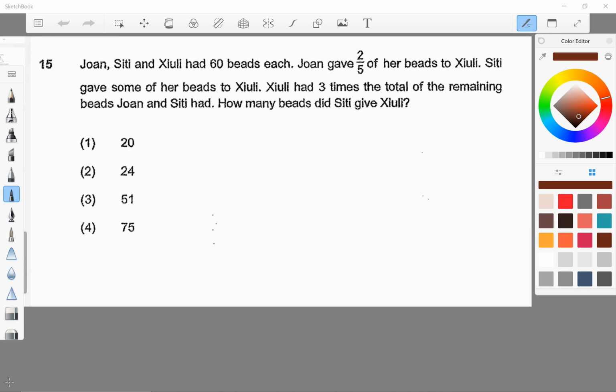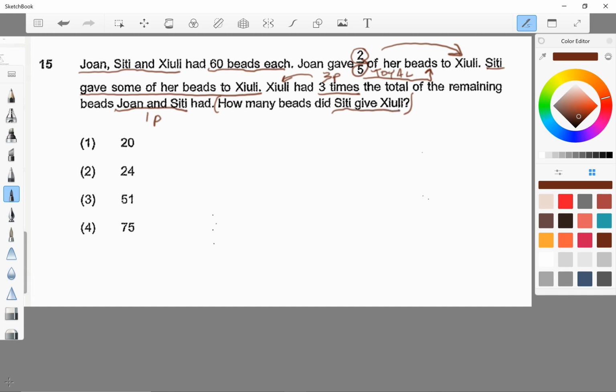Joan, Siti and Siu Li had 60 bits each. Joan gave 2/5 of her bits to Siu Li. So as we know, the denominator 5 is actually the total for Joan, and numerator 2 suggests that Siu Li received 2 units. Siti gave some of her bits to Siu Li. And because of that, eventually Siu Li had 3 times the total of the remaining Joan and Siti. This means that Siu Li is 3 parts, and Joan and Siti eventually is 1 part. And the question is asking us how many bits did Siti give to Siu Li.